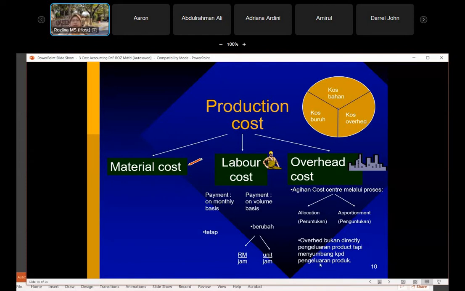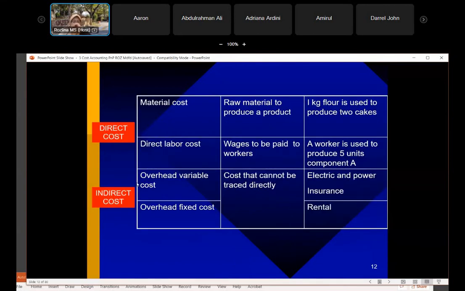Okay, direct cost. There is a method to explain this. So we have material cost. For example, 1 kilogram of flour is used to produce 2 kg. So you can see the direct cost there. Direct labor cost: a worker is used to produce 5 units of component A. Indirect cost, overhead variable cost: cost that cannot be traced directly, such as electric, power, insurance. Or maybe overhead fixed cost, such as rental.